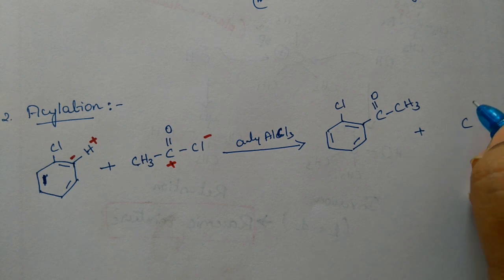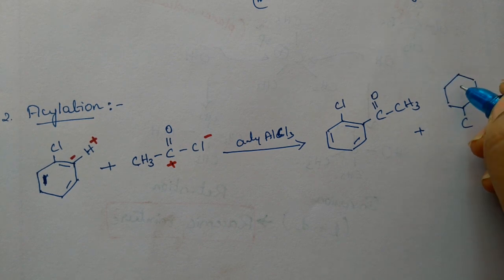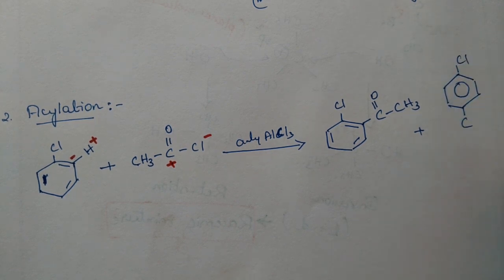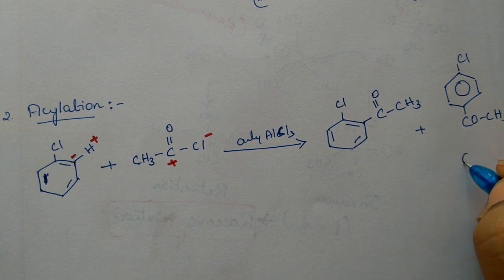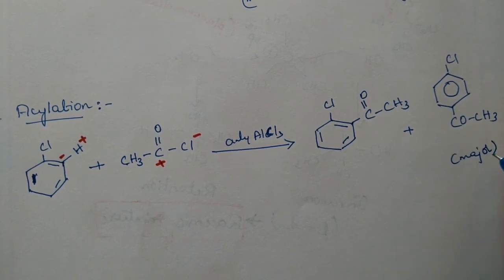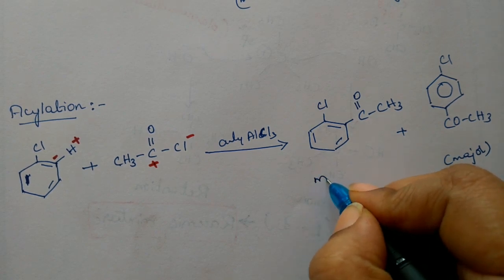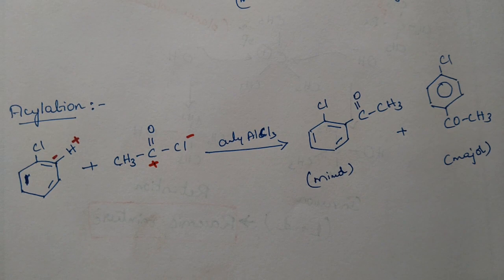Or else you can write in one more form. That is benzene ring, Cl. It is COCH3 also. C double bond O need not be written. COCH3 if you write also, that is also fine. So this is the major product. And this is the minor product. So this is Friedel-Crafts reaction.